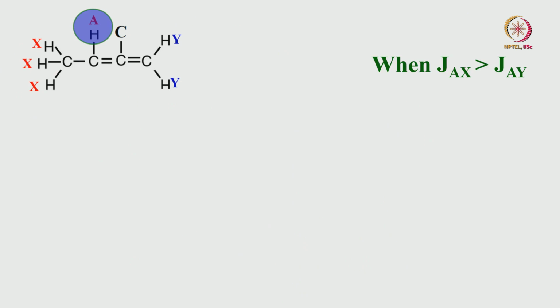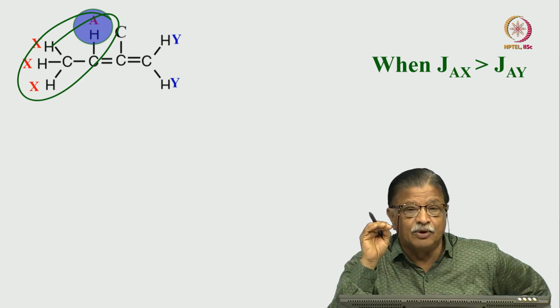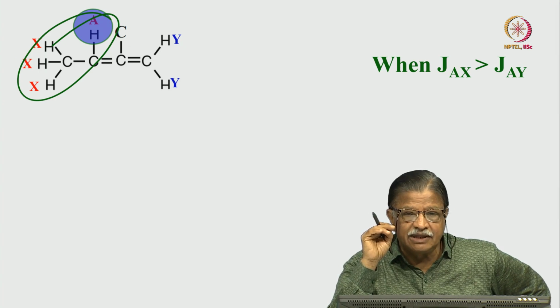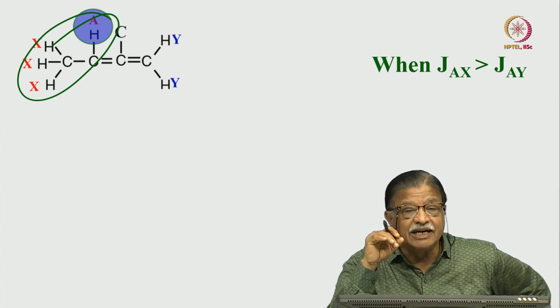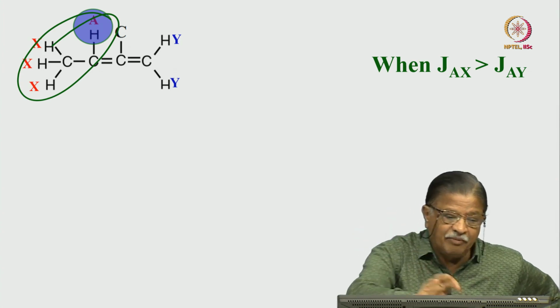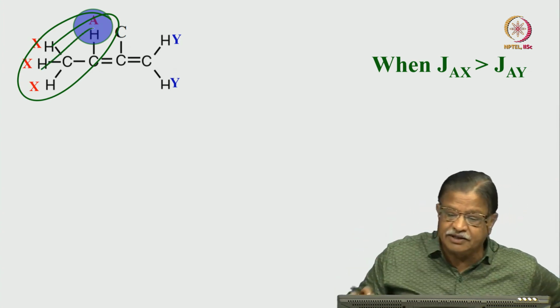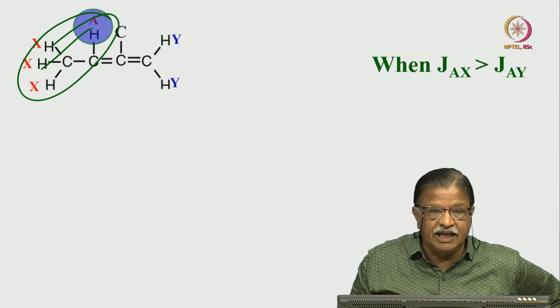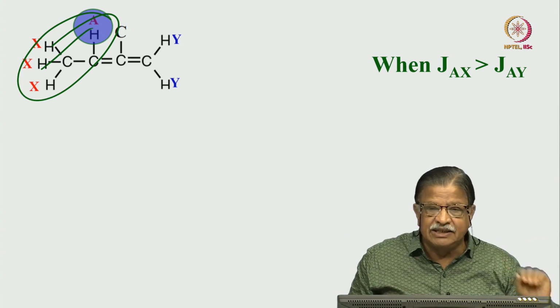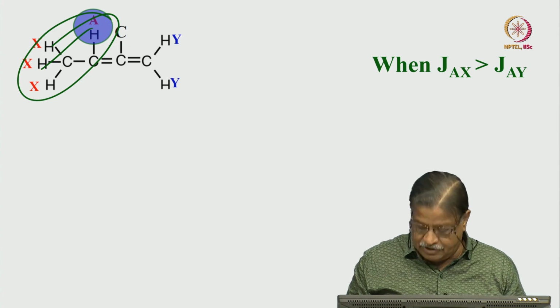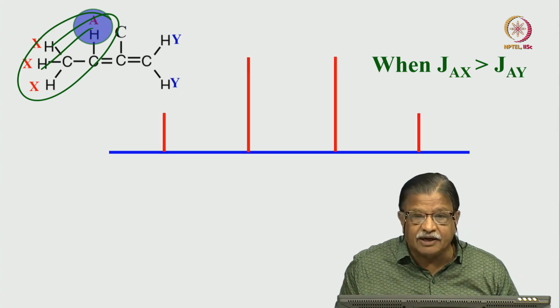Now, I have put AX coupling is larger. See, these are all subtle points. You should understand the multiplicity. To understand and explain the multiplicity pattern, you must know which coupling is larger, and how the splitting pattern arises depending upon the coupling. I have put a condition, AX is larger than AY. In the previous example, CH2 coupling with proton was larger. So, this is going to be a quartet now.